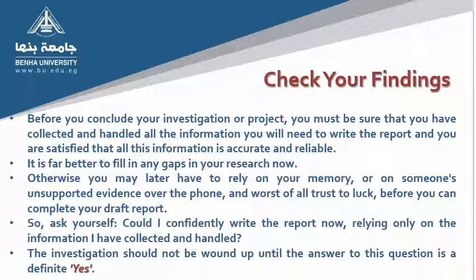So ask yourself, could I confidently write the report now, relying only on the information I have collected and handled? The investigation shouldn't be wound up until the answer to this question is a definite yes.